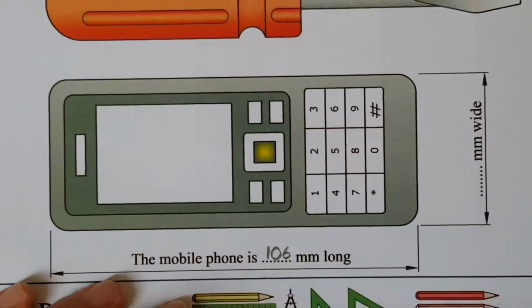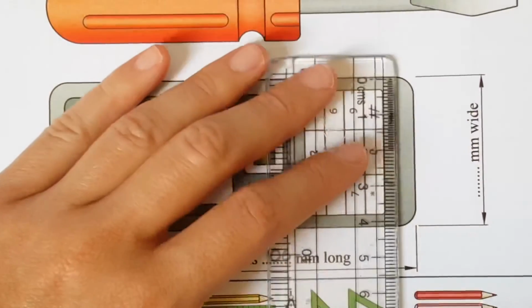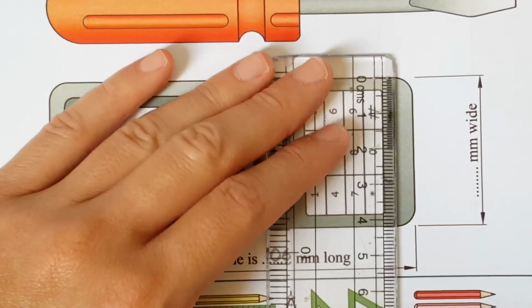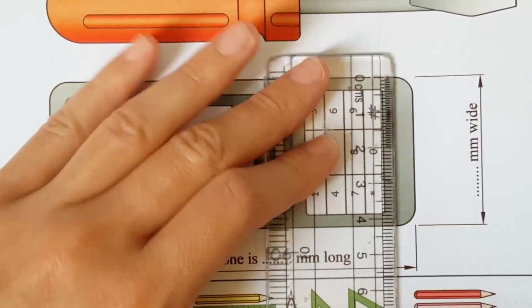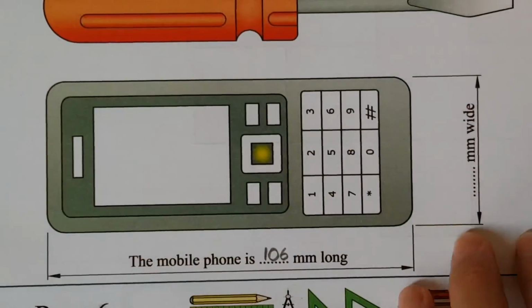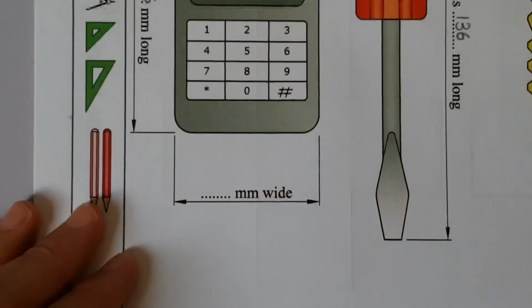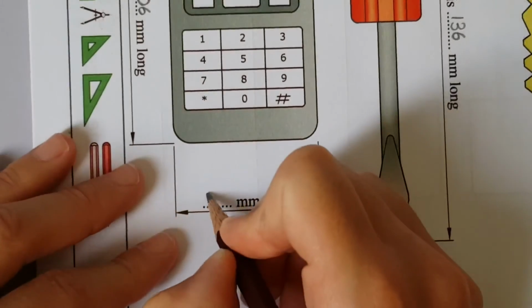Now let's measure the width. Once again, rest your ruler only on the flat edges, and this mobile phone is 42 millimeters wide. And let's go ahead and mark the width of this phone on the dimension.